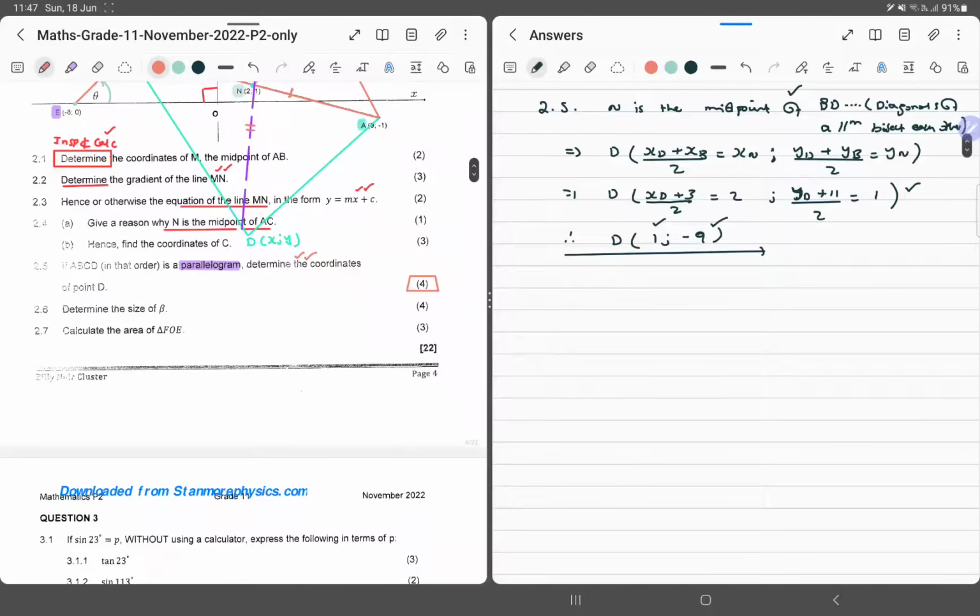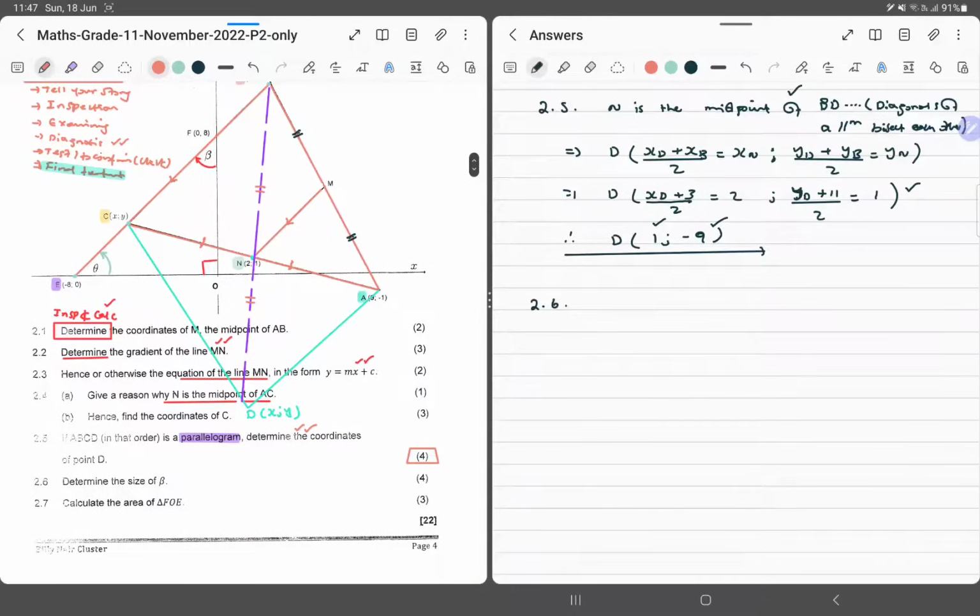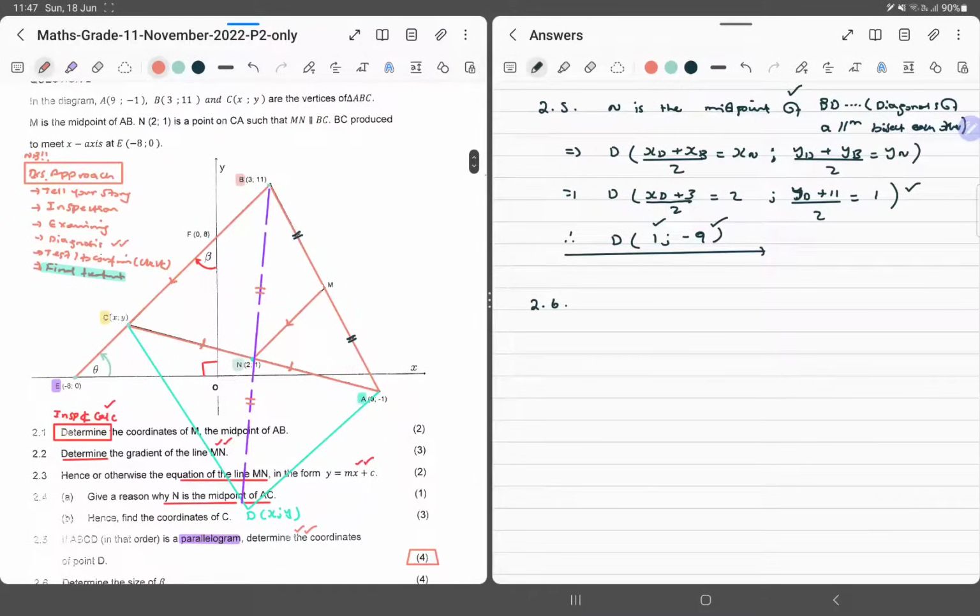And then let's do 2.6. Now it says determine the size of beta. All right, so beta, we saw that we need this triangle there. Whatever that triangle is, it's going to be FEO. So we can use the 3 angles of a triangle, but first of all, we're going to need our theta there. Once we work out that theta, it's simple.